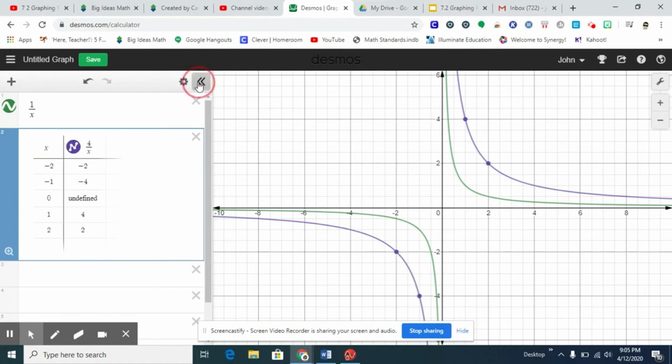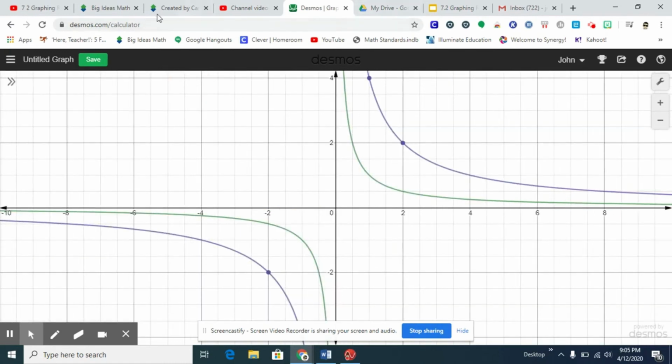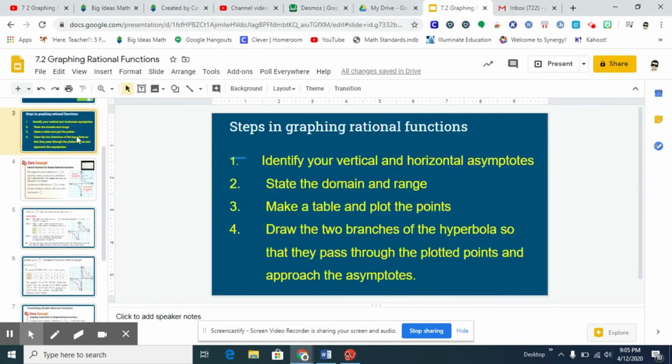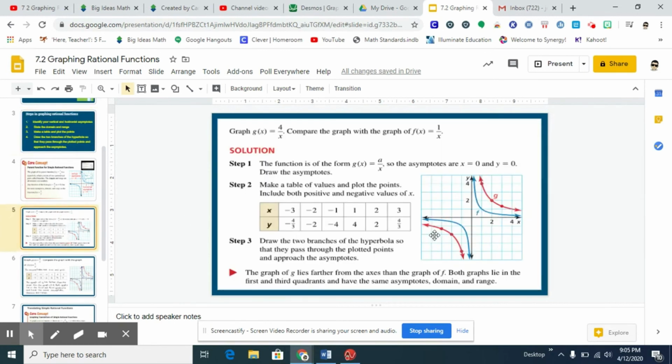And then you would do step 4. Step 4 now will be to draw the two branches of the hyperbola so that they pass through your points. So it should look like this, the red one. So just connect your points, make sure to follow the curve structure of it, and you're done. You're good. So going back to the problem, it says here compare the graph. So just use the graph to compare it.